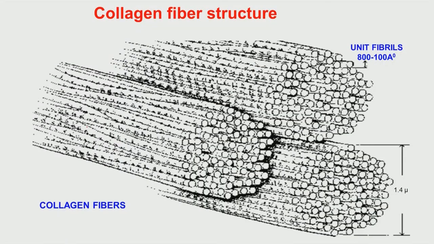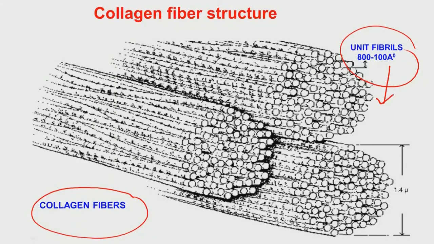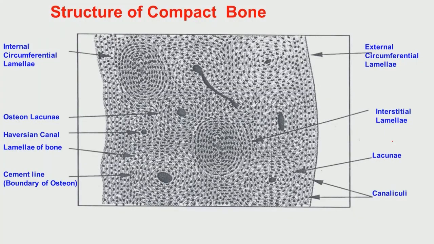This is how these collagen fibers are contained in a bone structure, and these unit fibrils have a dimension of 800 to 1000 Angstrom, and this individual thing is like 1.4 micrometer. This is a 2D section of a compact bone, and again you can see an osteon structure. These are two osteons; they are not closely spaced but are separated physically, and there are several other structural elements which I have also mentioned earlier.